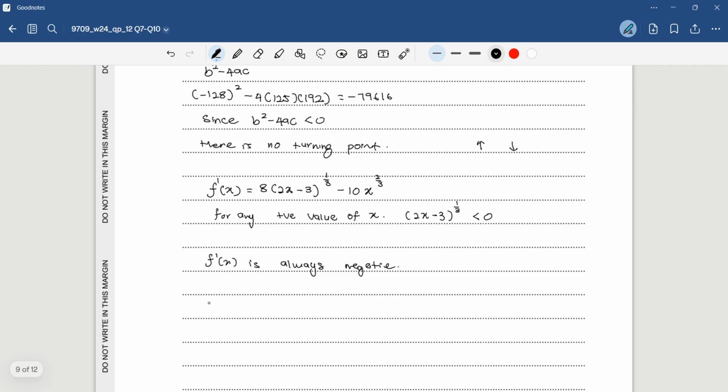Okay, therefore since your f prime x is always negative, therefore your f(x) is a decreasing function. Okay, so that's all from me. Thank you.